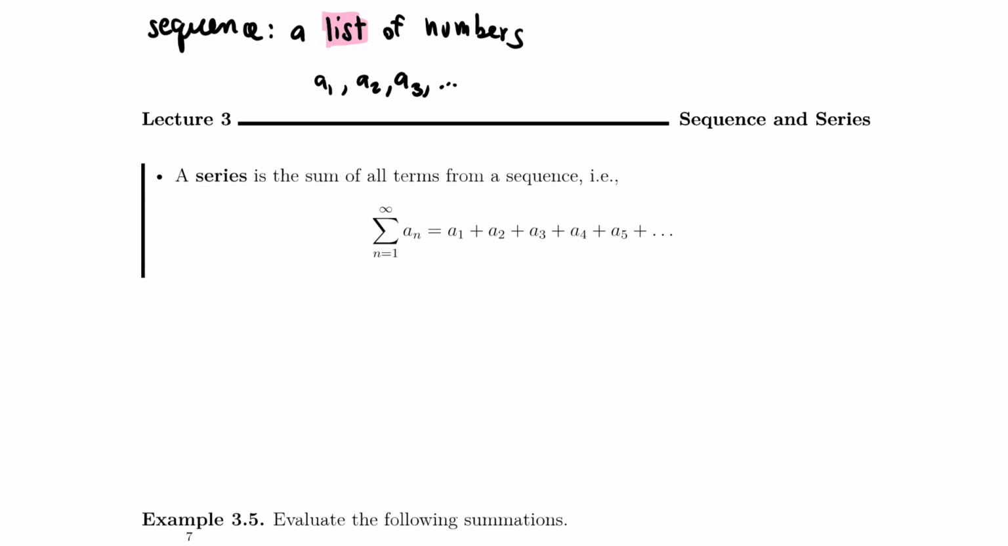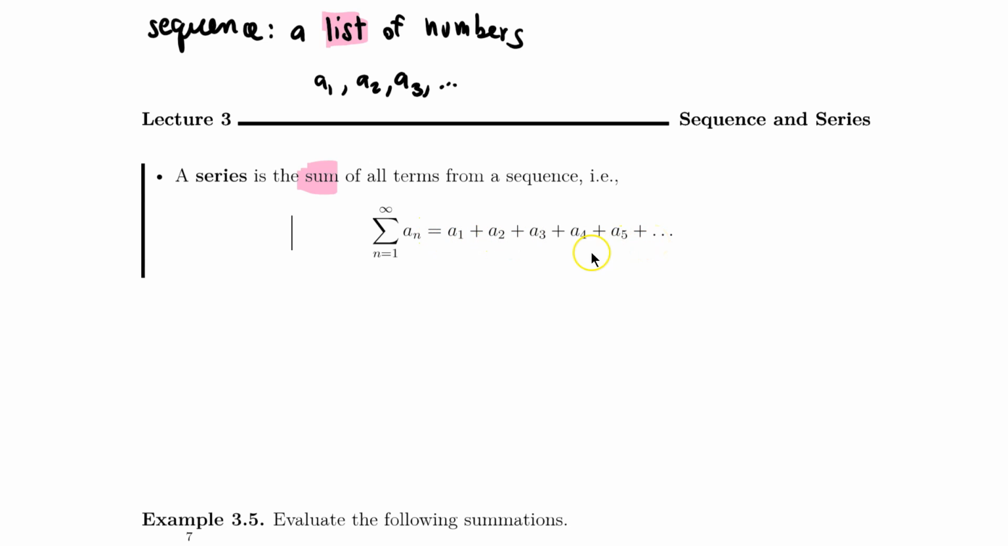So now our next big topic is going to be about a series. A series is technically just the sum of all the numbers from a sequence. So technically a series is just the next step from a sequence. When we have a sequence, we only have numbers. But when we talk about a series, we basically add all those numbers together.